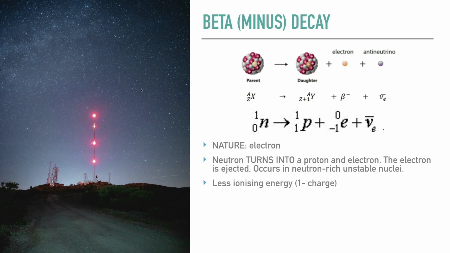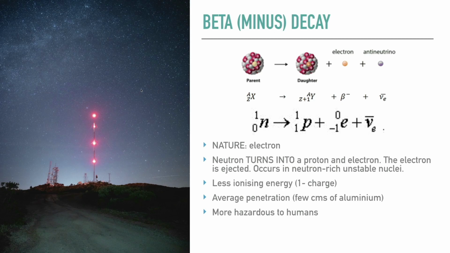A beta minus decay has less ionizing energy. It is still ionizing because it's got a 1 minus charge. So it is going to be attracting other charges towards it, and it is going to have an ionizing effect, but it's less ionizing than the alpha particle. It's got a greater penetration than alpha particles. It actually penetrates a few centimeters of aluminium. So it's harder to get away from beta particles. It's more hazardous to humans as well because it can penetrate our skin and it is ionizing. So it's one of the more dangerous radioactive materials to us.